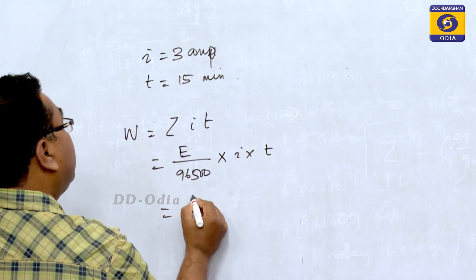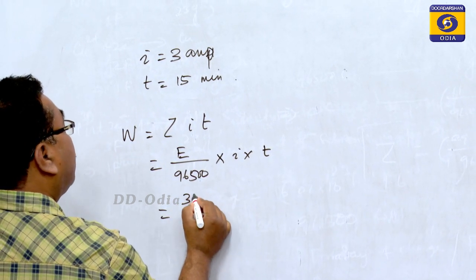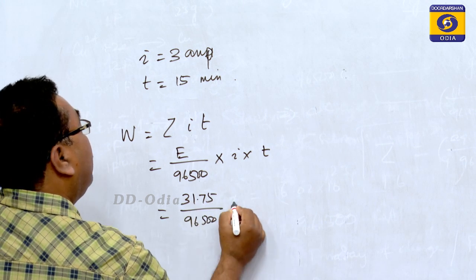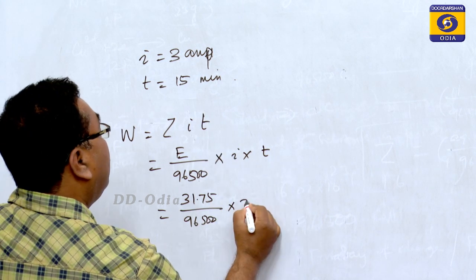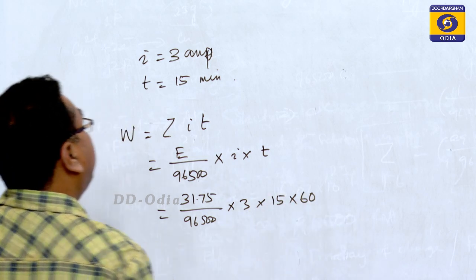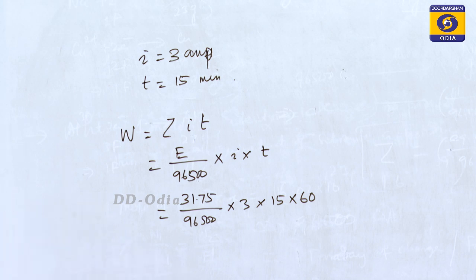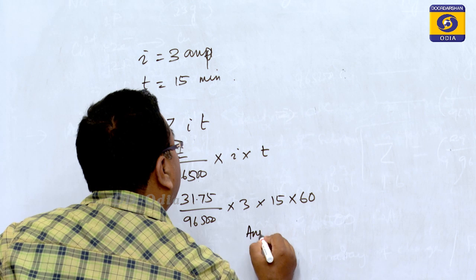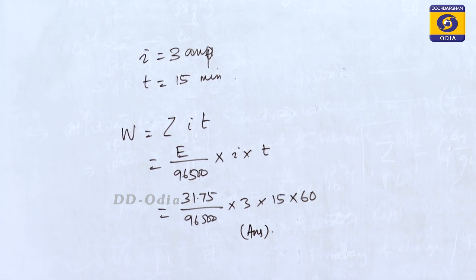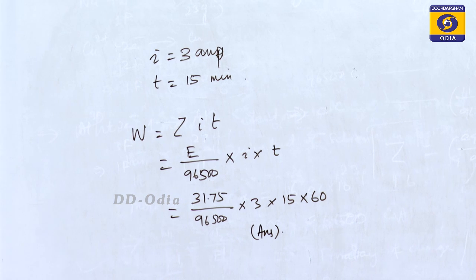So, W is equal to E divided by 96,500 into I into T. The equivalent mass of copper is 31.75, this is 96,500, I is 3 and T is 15 minutes, so multiply with 60 to get seconds. If you simplify this, this is the answer from using Faraday's first law. We can get the same result by using the second law also. How can we do it?